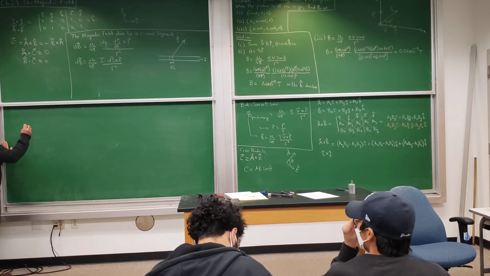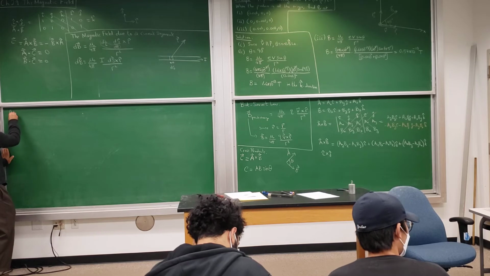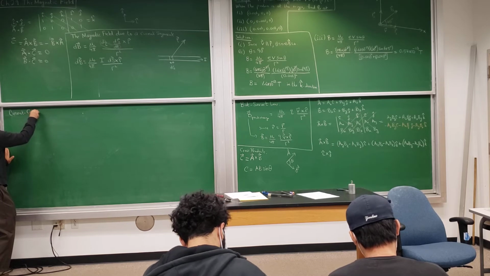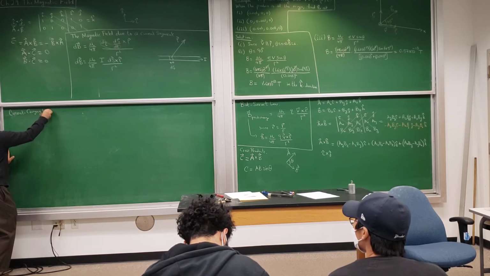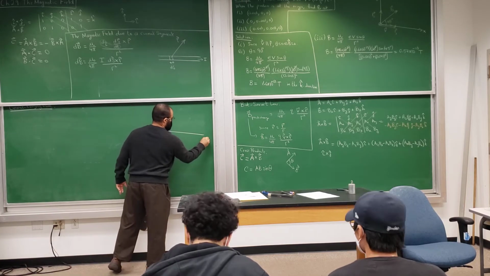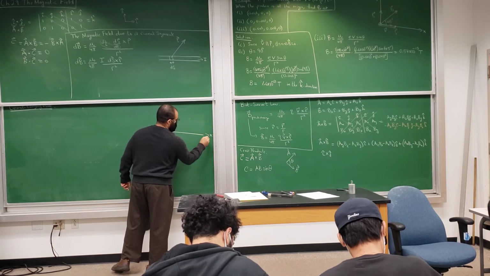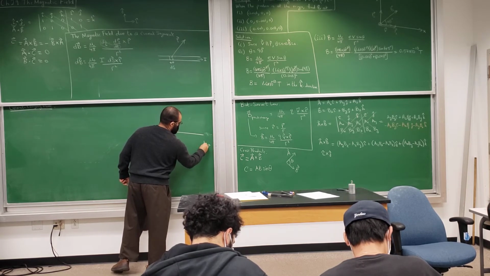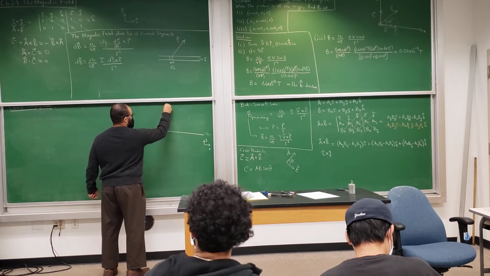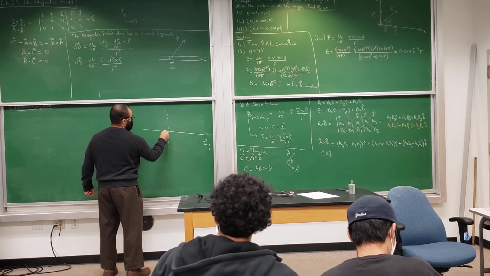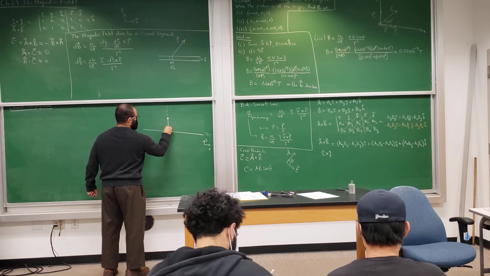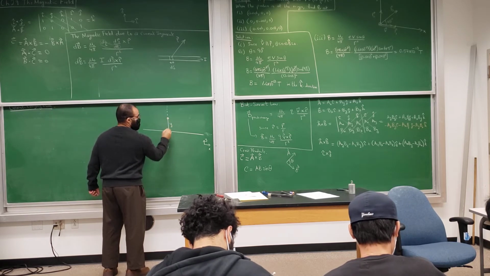So, a current carrying wire. Here is the current along the x direction. X, y. Now here is the y-axis, and let's say the point P is here, at a distance y. This is the distance y.